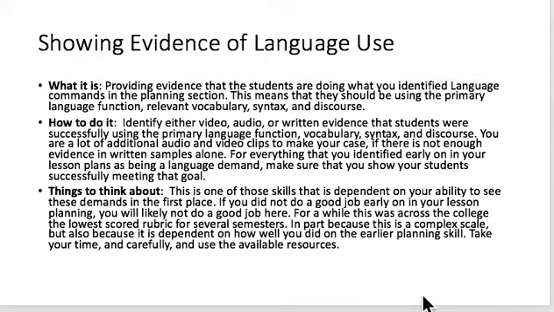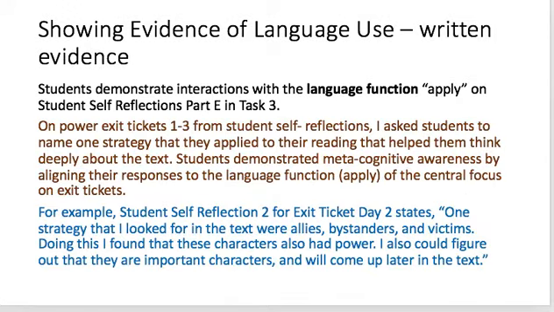So this is kind of like if you don't do a good job early, you're going to have a hard time scoring well here, so make sure you think carefully about that earlier on. So when we talk about what this might look like, this is, again, an example from the perfect EdTPA. So students demonstrate interactions with the language function apply on student self-reflections, Part E in Task 3. On the Power Exit Tickets 1 through 3 from Student Self-Reflections, I asked students to name one strategy that they applied to their reading that helped them think deeply about the text.